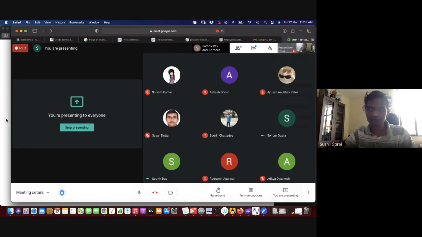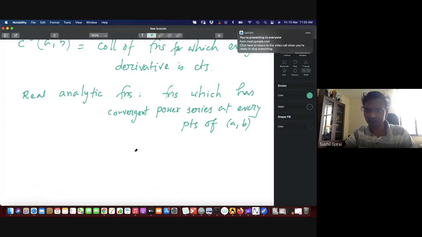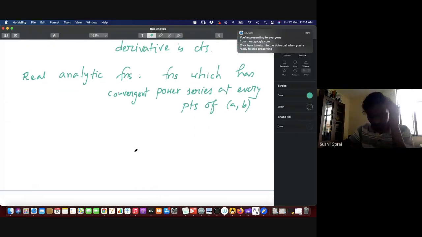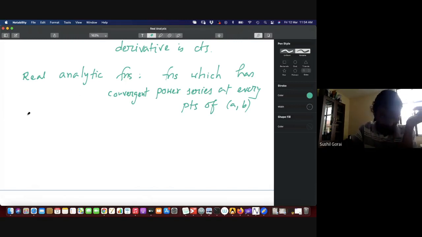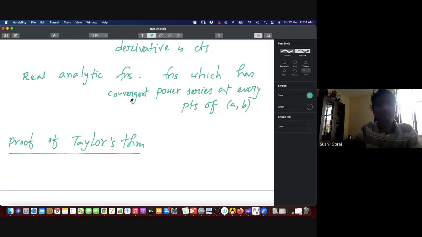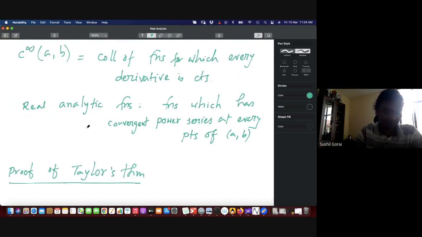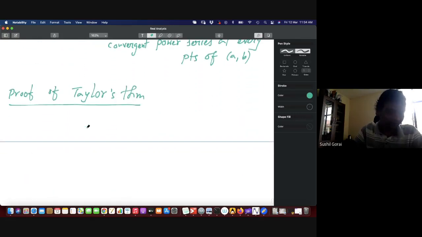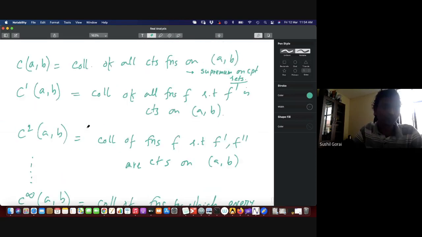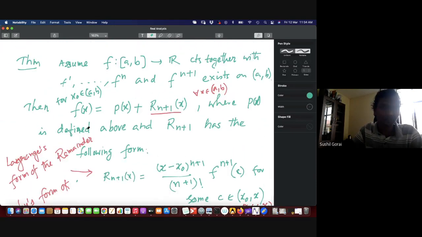Okay, so anyway, let's start. Let's go back to here. Let's look at the proof of Taylor's theorem. Sometimes this power series is also called the Taylor series. So let me see the theorem we want to prove.